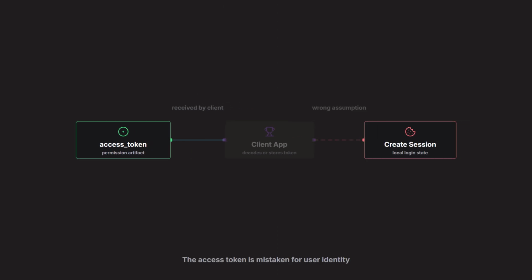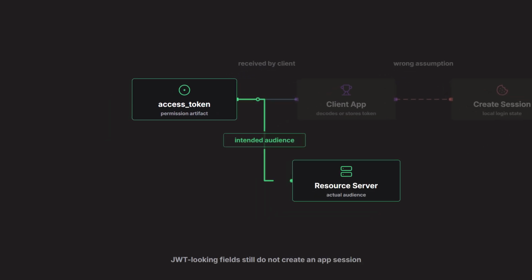A developer receives an access token and thinks the user logged in, so this token identifies the user. Then they store it as the user's app session, decode it if it looks like a JWT, or build account logic around whatever user-looking field they can find.